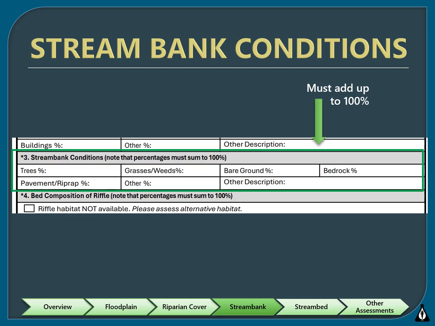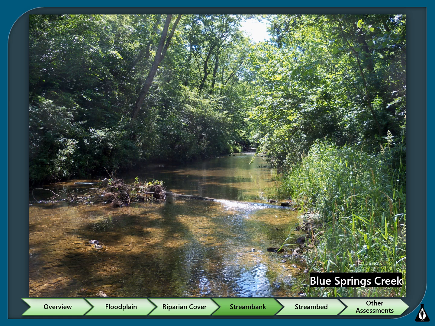If a value is entered under Other, describe the conditions and enter a percentage. The total percentage for stream bank conditions should equal 100%. Here is an example of stable stream banks with trees and grasses along Blue Springs Creek. Vegetation covers the entire stream bank. There's no bare ground or eroding banks.